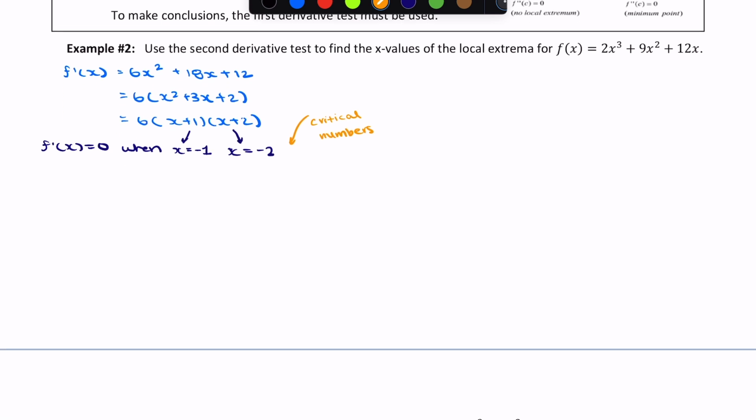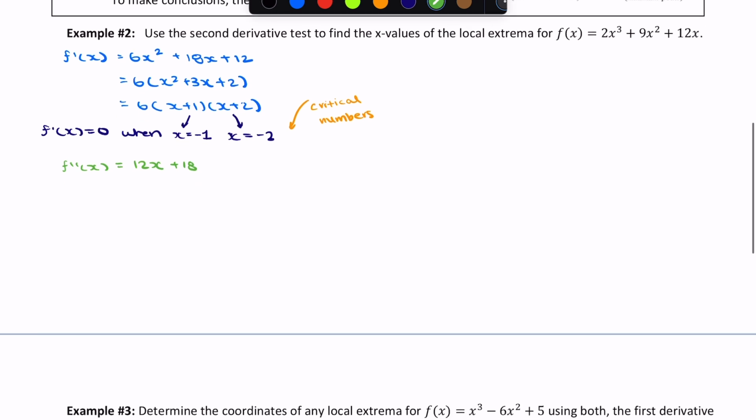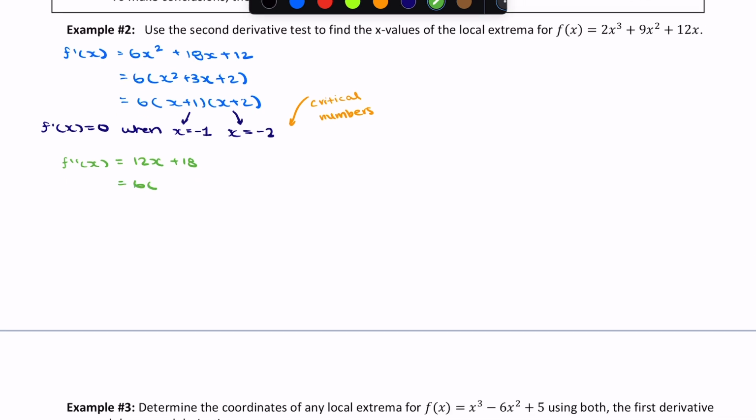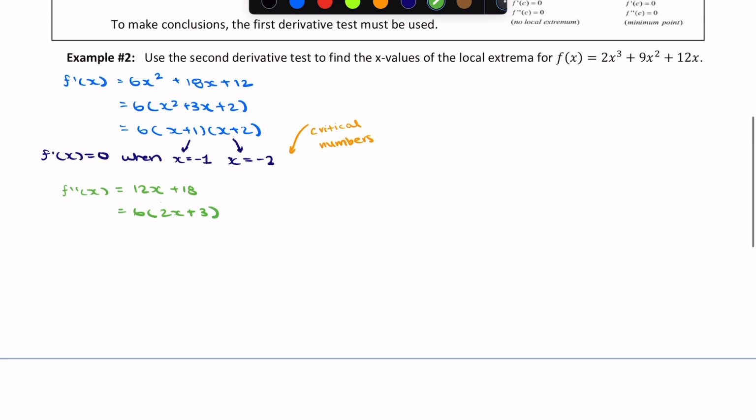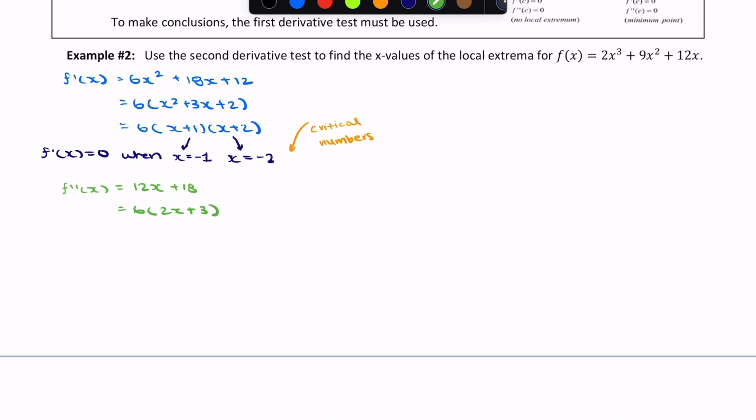Okay, so now if we take our second derivative, we get 12x plus 18. Here we factor out the 6 again as a common factor. We'll be left with 2x plus 3. So now what we can do is sub the values of our critical numbers into our second derivative.